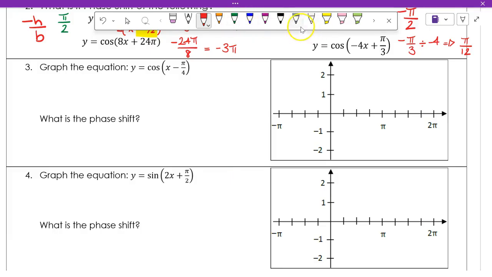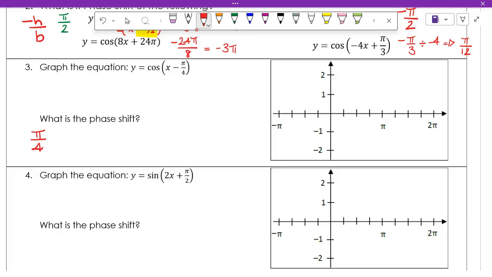So I don't need to move my graph up or down because there's no k value. So I'm going to go ahead and start wherever my phase shift is. That's what you're going to treat your phase shift as. It's a new starting point. So if we don't see it from here, again, it's the opposite of h. So positive pi over 4 divided by b, which is 1.